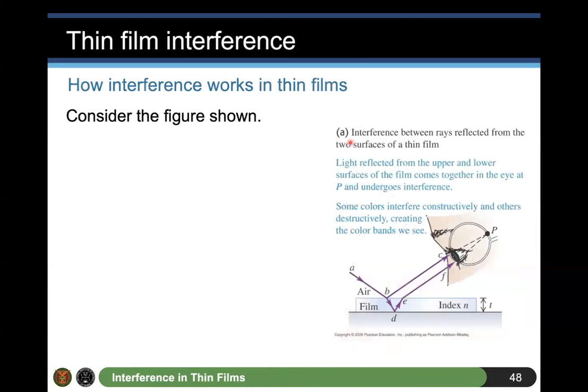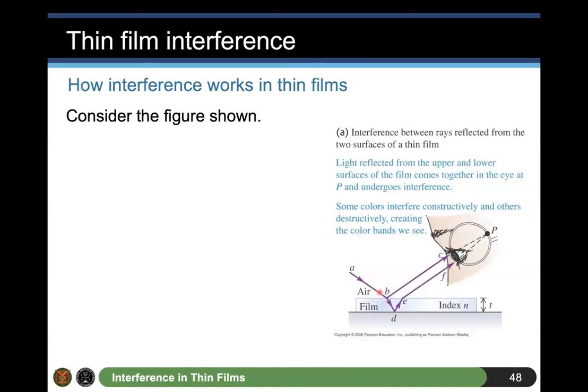So consider the figure shown, which is in A, the interference between rays reflected from two surfaces of a thin film. Ito. So kung meron kang thin film, so say soap bubble or yung puddle of gas, right? Or puddle of water actually pwede rin. And then ito tayo sa observer at point P. Okay. So meron tayong incident light in air, magre-reflect siya on the air film interface. Okay, yun yung ABC.